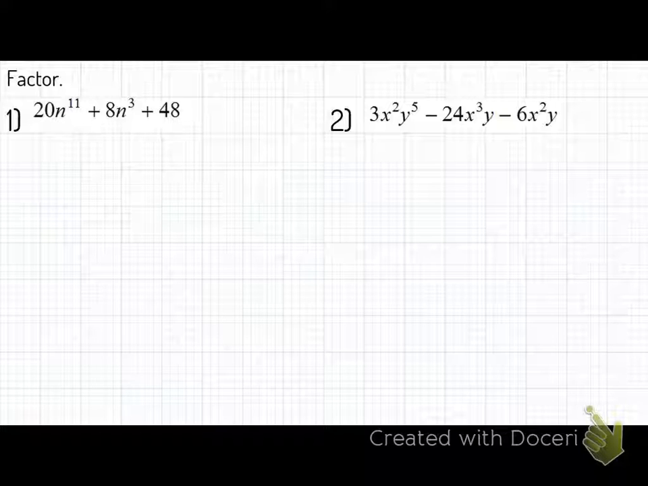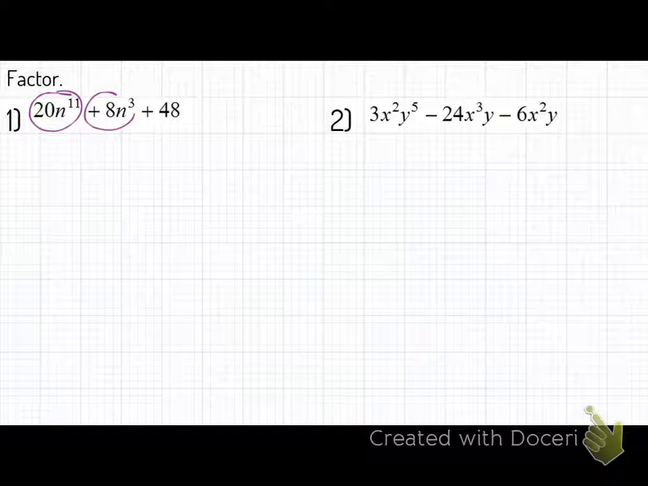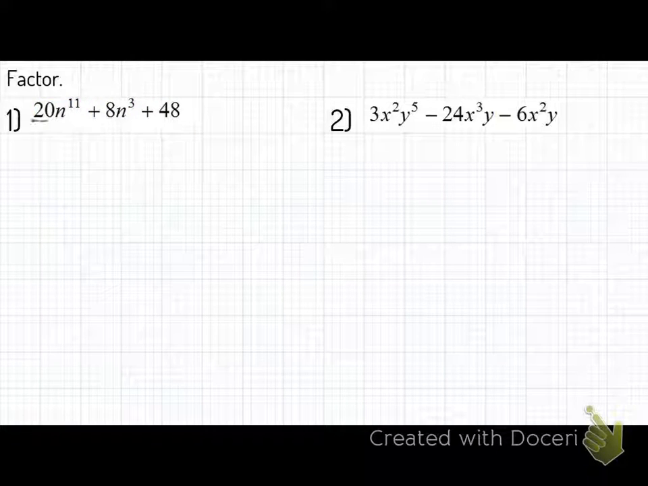Okay, so 20n to the 11th plus 8n cubed plus 48. When I look at this, I want to take a look at all my terms. I have this term, this term, and this term, and I want to see some common things in them. If I look at the coefficients, 20 and positive 8 and positive 48, all of them are even. So I know 2 is at least a factor. But let's see if 4 would work.